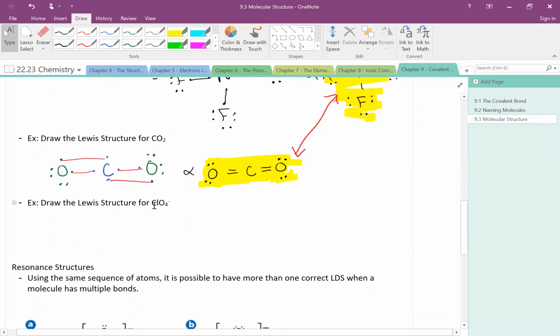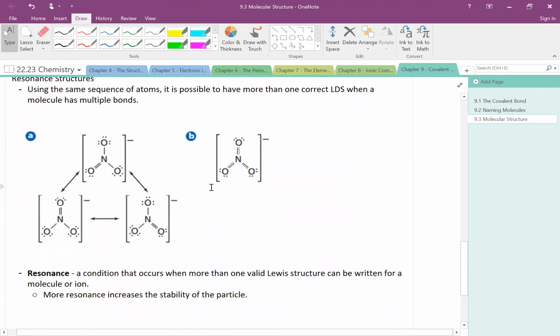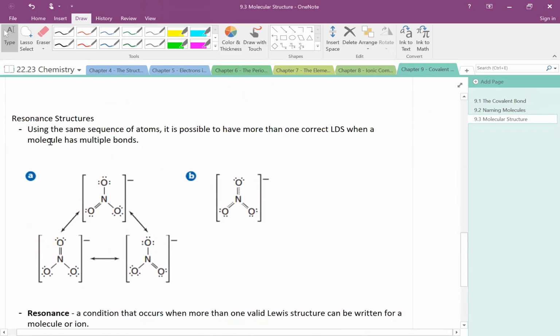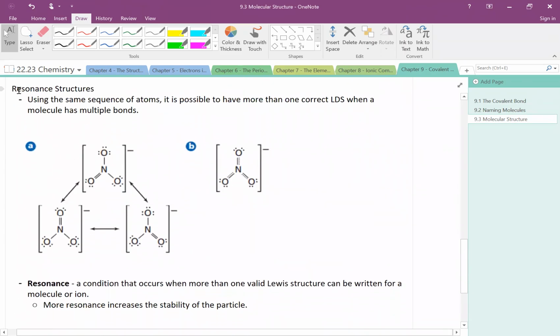All right, last, I'm going to talk about this one in class. So we'll talk about your perchlorate in class. That one's a little bit more complicated, and I don't want to run out of time here. But I do want to talk about some specific cases. So let's talk about resonance structures.